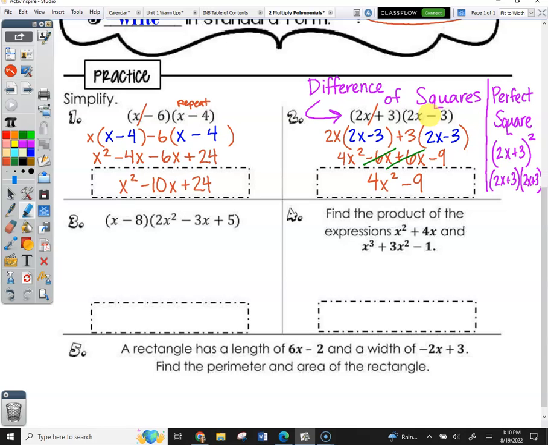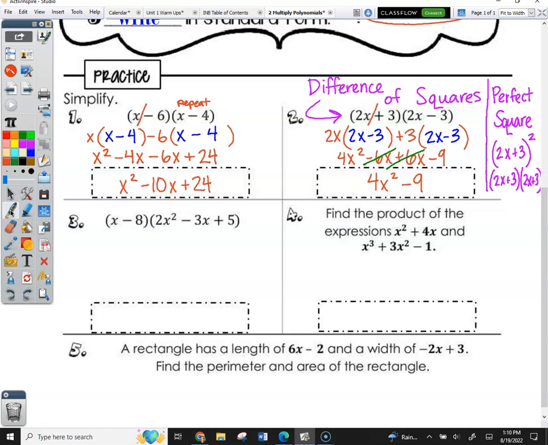This is a perfect square because it's it times itself. And this is a difference of squares because there's one difference that's keeping it from being a perfect square. In a difference of squares, the middle term always cancels, every time. In a perfect square, you will have the middle term. But in a difference of squares, it always disappears. Now let's try these right here.